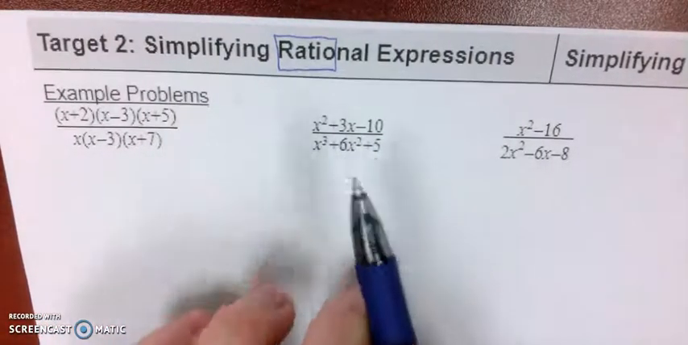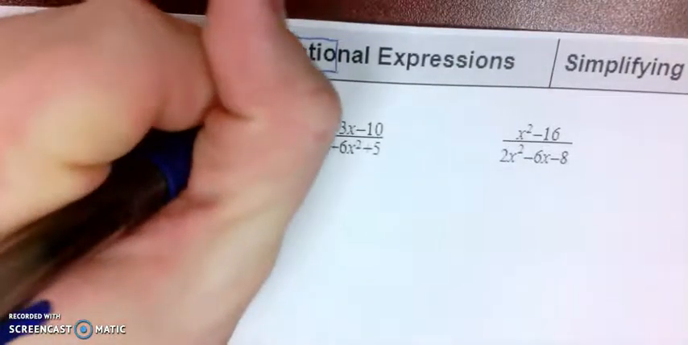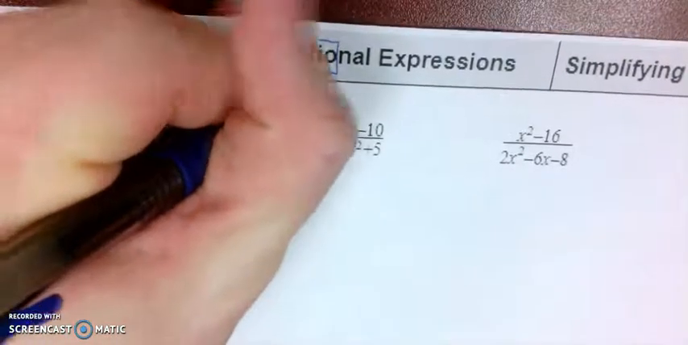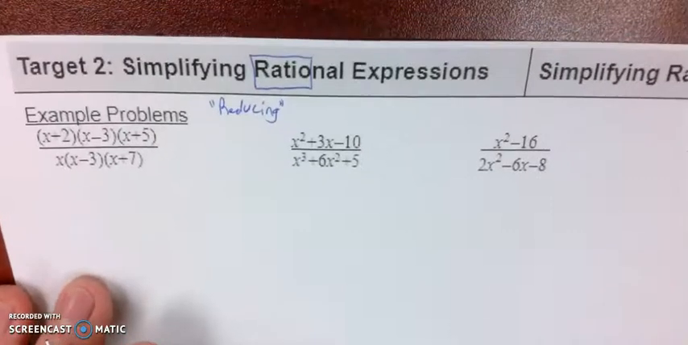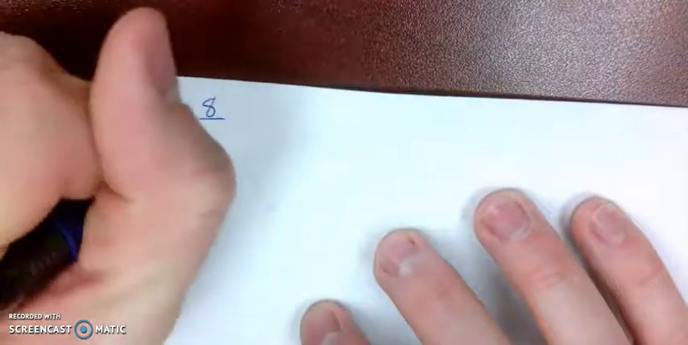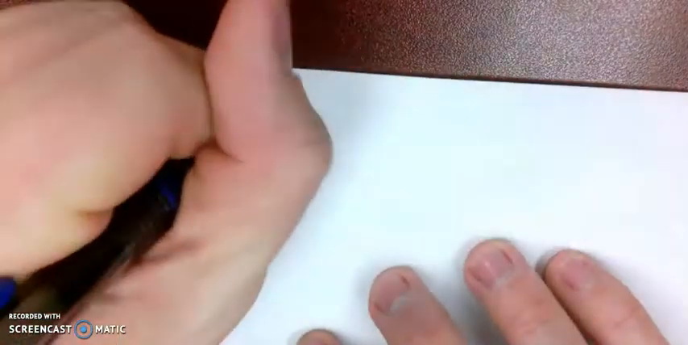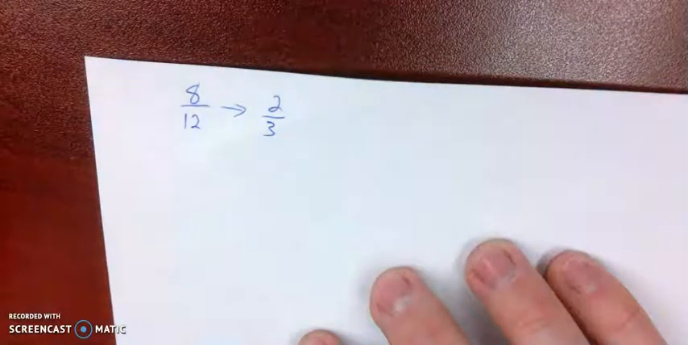Now, when we are simplifying, we are essentially reducing. We've all done this with numerical fractions in the past. We've all known and loved it. So to give you an example of what I'm talking about here, if I had 8 over 12 and I wanted to reduce that, we could say that that is 2/3.